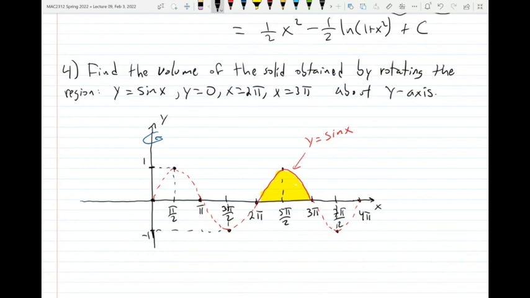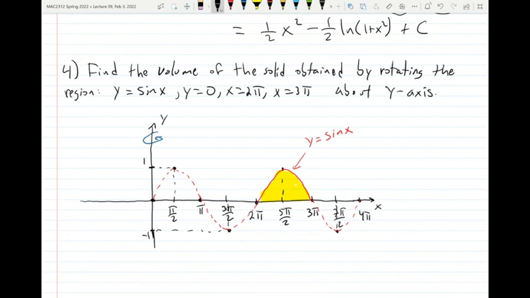Okay, so let's see, how do we do this? What's the first thing that we need to do? We need to place a rectangle, right? How do you want to place a rectangle? Who can tell me? What's the smart choice? Very good, vertically. If you put a horizontal rectangle here, it's not gonna be easy.